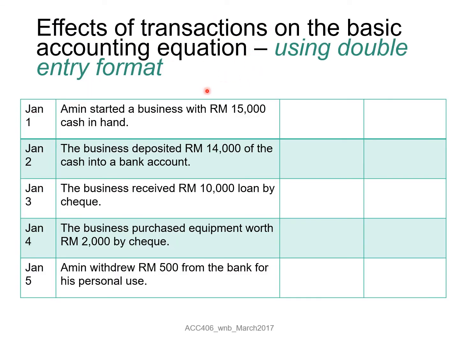Next, kita nak move on lagi. Kita nak tengok all this transaction, macam mana dia record on the effect of transaction on the basic accounting equation using the double entry format. So 1st January, Amin started business dengan 15,000 cash in hand. Dia baru mula perniagaan, maksudnya dia memang akan melibatkan owner's equity iaitu capital.